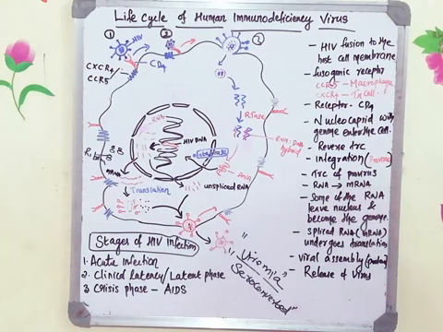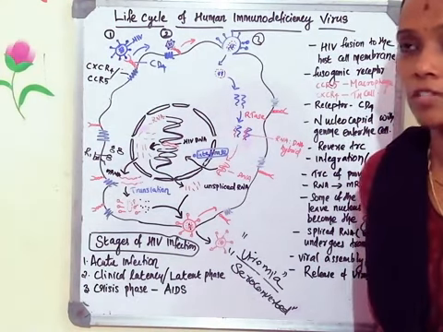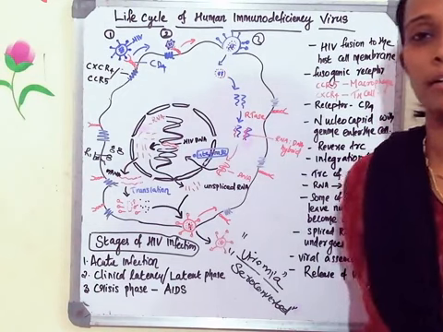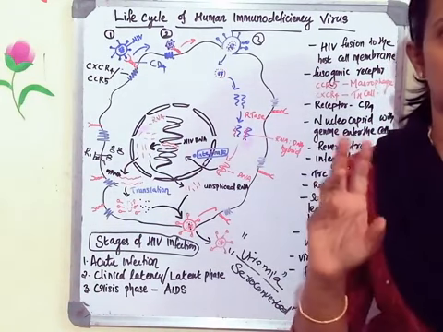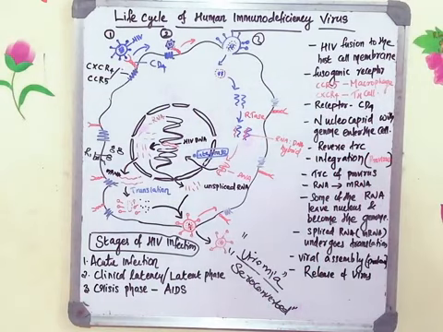Decline in CD4 cells and lymphocytes. Lymph nodes will have more virus, and thereby you can see lymph node swelling. That is the only thing that can be seen in the chronic latent phase.